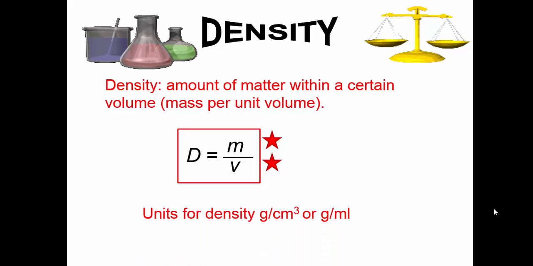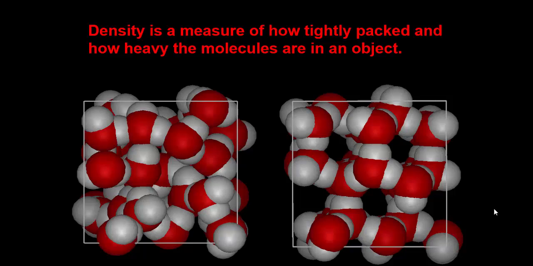The units, which are very, very important in measurements, the density is given as grams per cubic centimeter or grams per milliliter. And so after any given density number, you would have to include those symbols. So why is the density of an object not the same for every object? And the answer is that the density is a measurement of how tightly packed molecules or atoms are and how heavy the molecules or atoms are that are in that object.